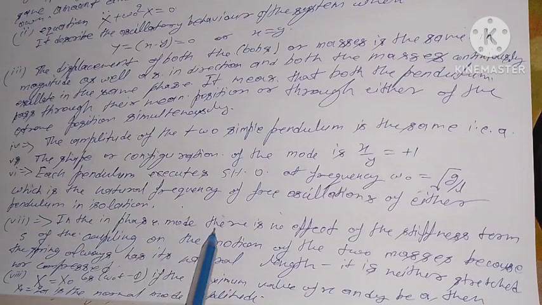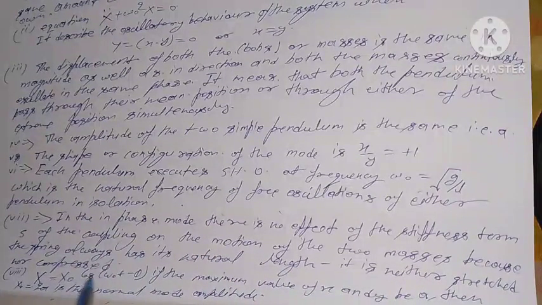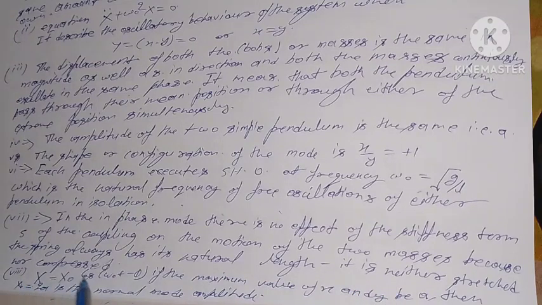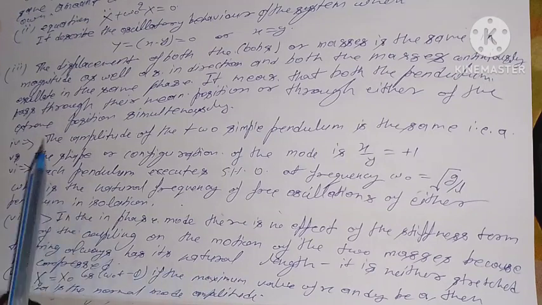In the in-phase mode, there is no effect of the stiffness terms, the coupling, on the motion of the two masses, because the spring always has its natural length. It is neither stretched nor compressed. x equals x naught cos(omega naught t minus pi). If the maximum value of x and y be a, then x naught equal to 2a is the normal mode amplitude. Okay.